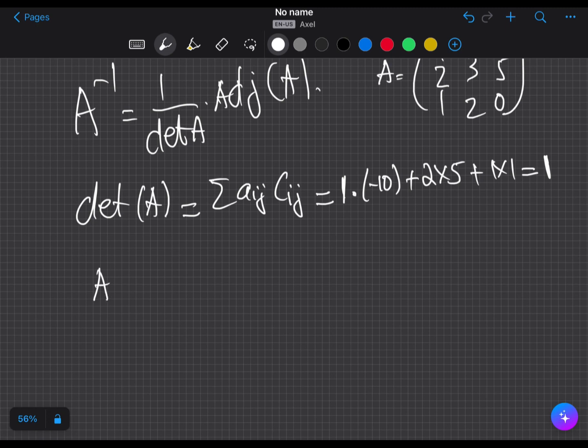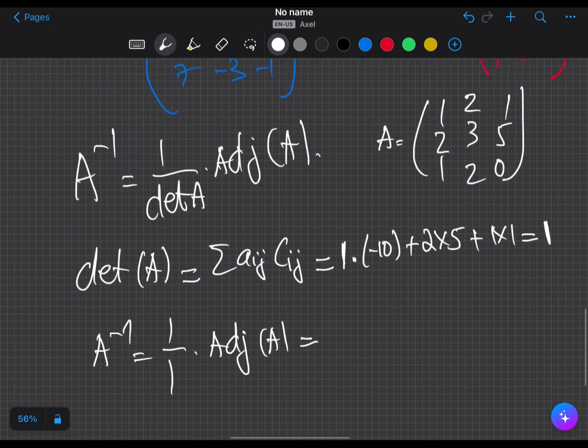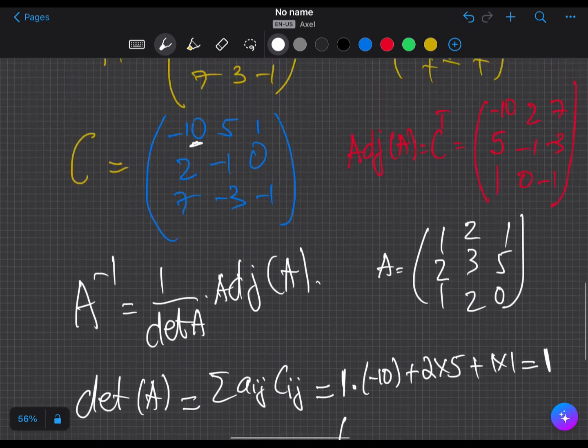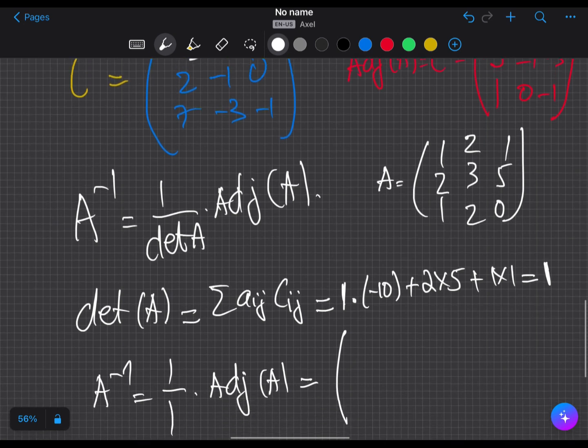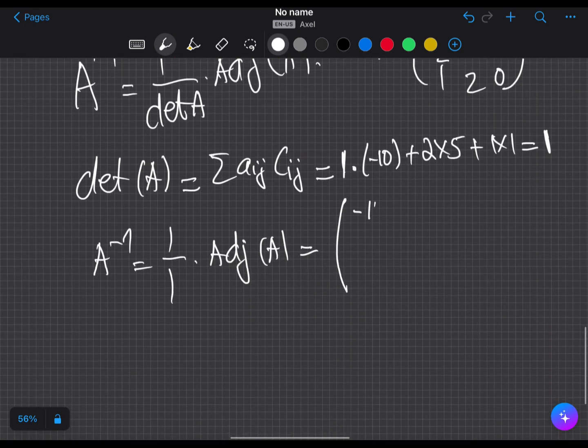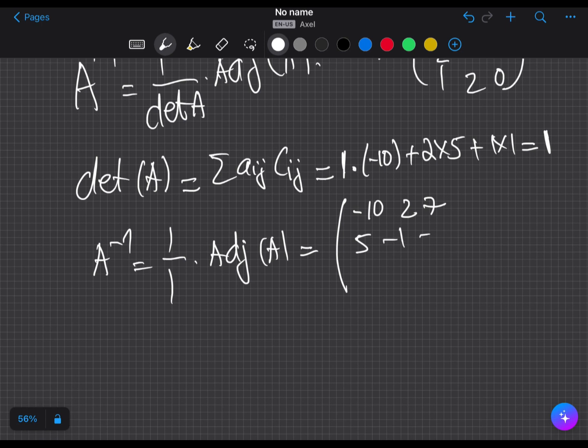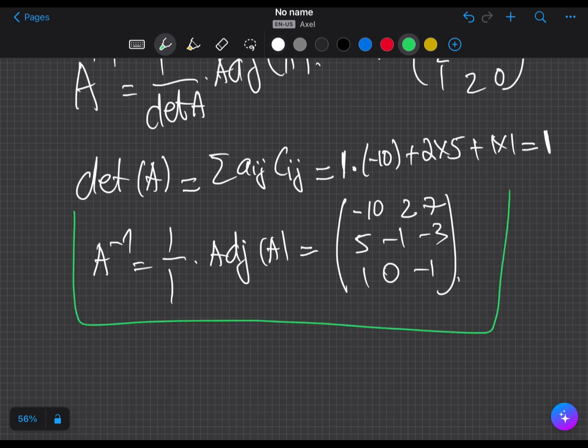Therefore, the inverse is 1 over 1 times the adjoint of A, which is simply equal to the adjoint, which is given by minus 10, 2, 7, 5, minus 1, minus 3, 1, 0, minus 1. So this is the inverse of matrix A.